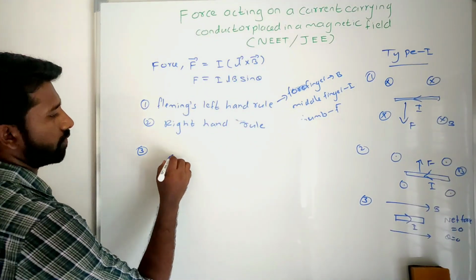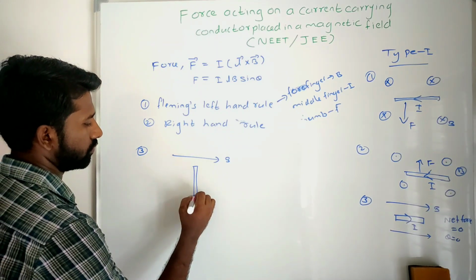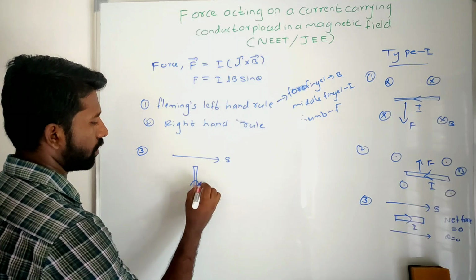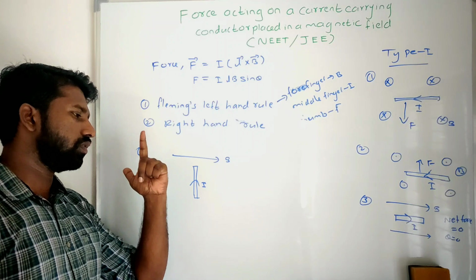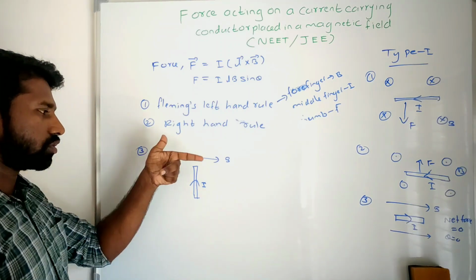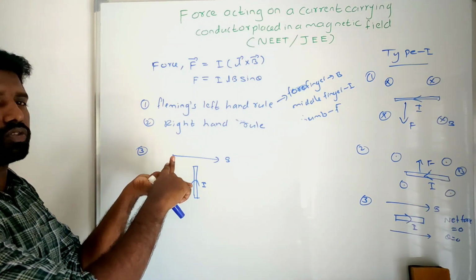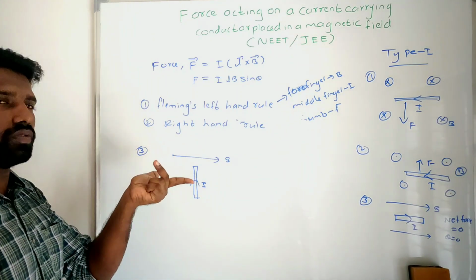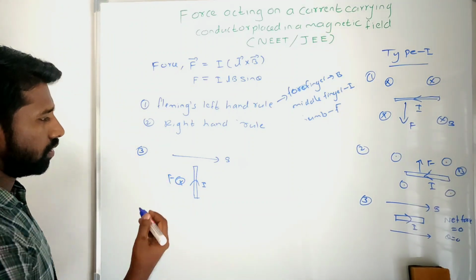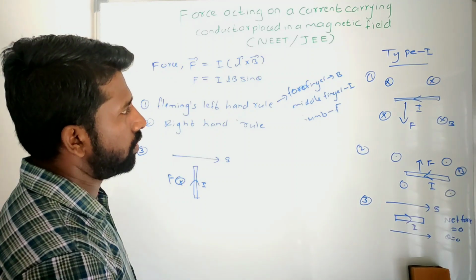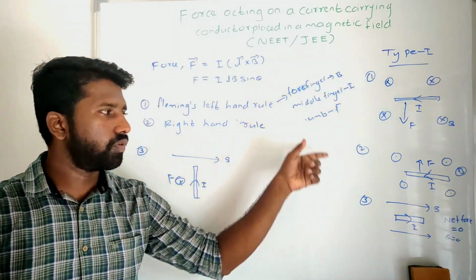Third one. If the magnetic field is like this and the current is like this, what is the force direction? You have to use Fleming's left hand rule. Place your forefinger in the direction of the magnetic field and the middle finger in the direction of the current. Like this you have to place, going into it. So the force is like this, you will get. Then these are the types based on the force direction. Clear?